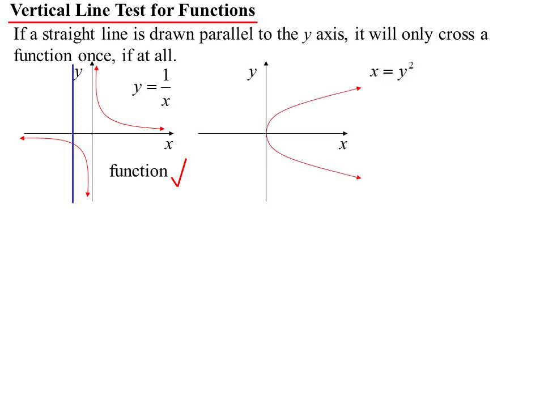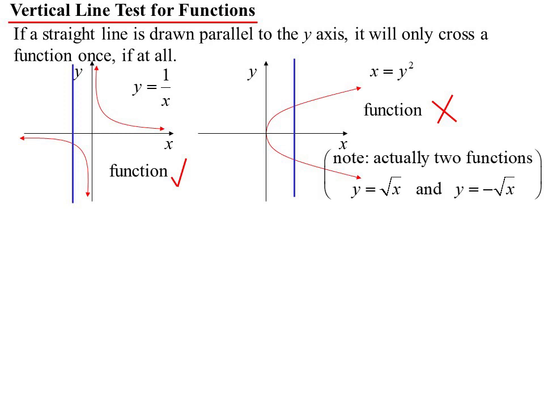As opposed to, say, a parabola on its side, sure, at x equals 0 we're okay, it'll only cut it once, but I can draw a vertical line in and cut it twice. So that one's no good. For an x value there, we get two possible y values. In fact, this relation is made up of two different functions.